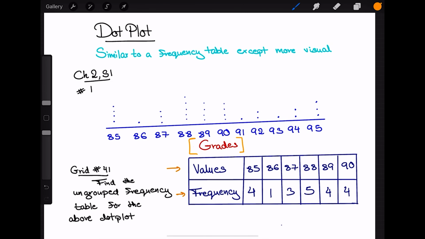So you just write values, all the numbers in ascending order, and their respective frequencies, which is just the number of dots.